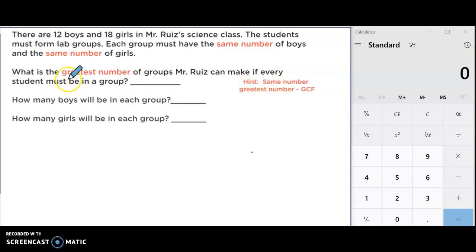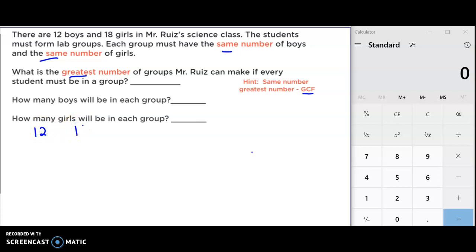Here's a hint. Whenever you see same number, greatest number, it's GCF. Same number, greatest number, GCF. So we're going to find the greatest common factor of 12 and 18.